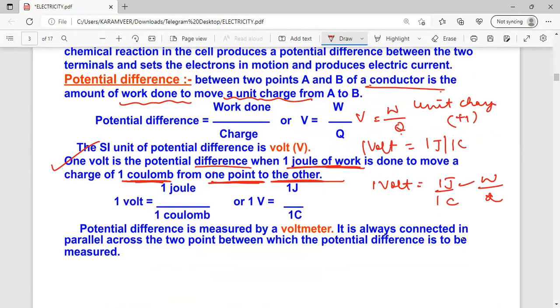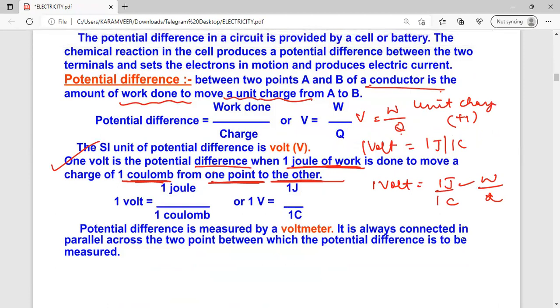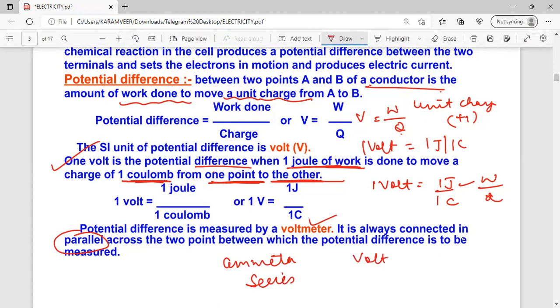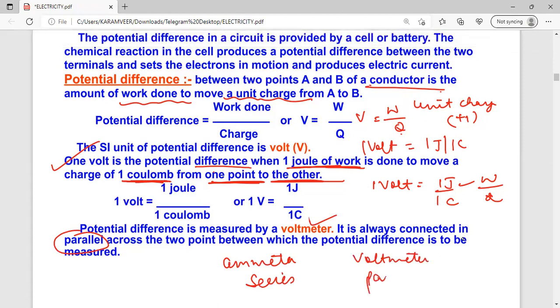क्या है बेटा? Potential difference है 1 जूल काम करना या 1 जूल वर्क हमारा हुआ है, सो दैट कि हमने 1 कूलम चार्ज मूव कराया एक पॉइंट से दूसरे पॉइंट तक. And potential difference is measured by a device called a voltmeter. It is always connected in parallel between the points between which the potential difference has to be measured. Ammeter is always connected in series. Voltmeter is always connected in parallel.